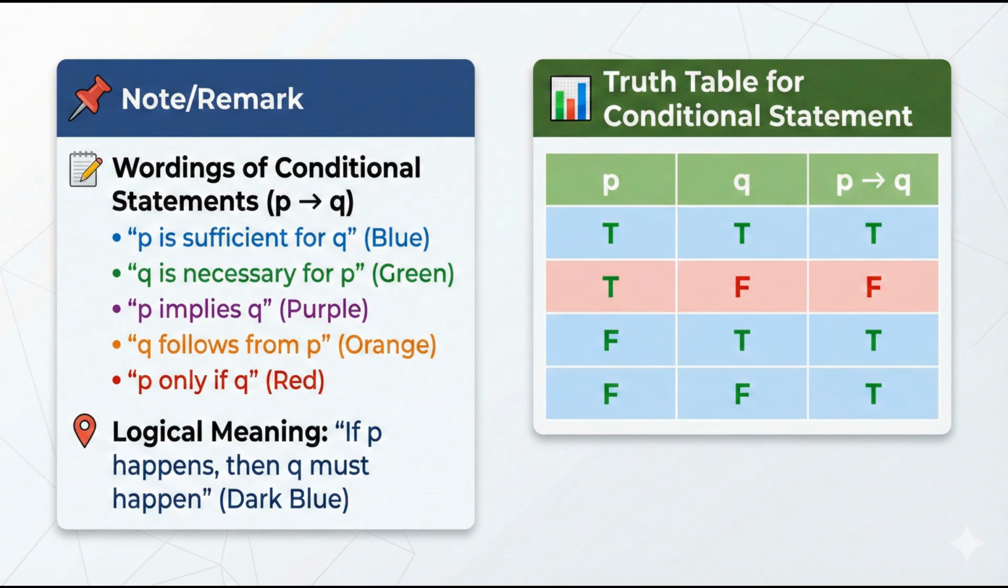Truth table for conditional statement in words. Now let us understand the truth table in words. When P is true and Q is true, the statement is true. When P is true and Q is false, the statement is false. When P is false and Q is true, the statement is true. When P is false and Q is false, the statement is true. So there is only one case in which the statement is false, when P is true and Q is false.